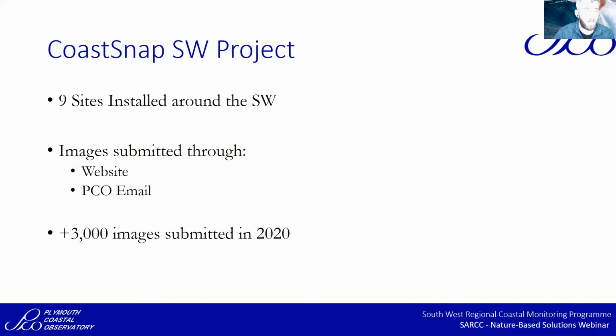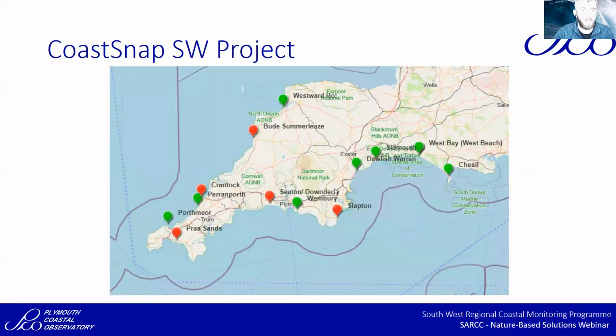So as a result, we now have 9 sites installed around the southwest, including our trial site at Wembury in South Devon. So we've got 2 at West Bay, 1 at Chesil, Dawlish Warren, Sidmouth, Porthmeor, Perranporth, and Westward Ho.